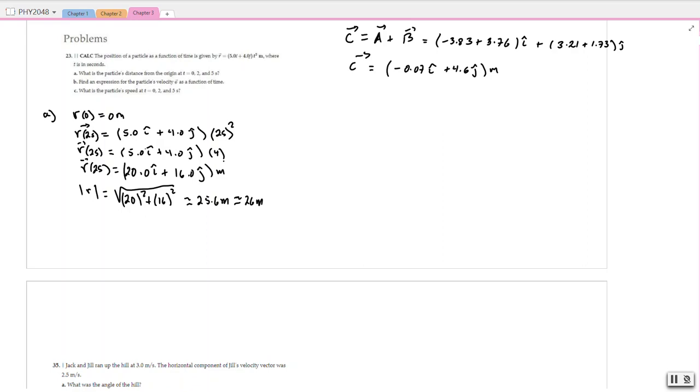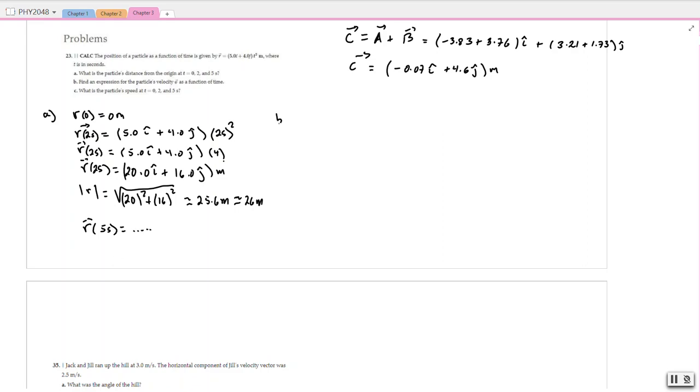For 5 seconds it would be exactly the same thing, so I am not going to spend more time doing that for time equal 5 seconds. So you can do it by yourself. You can evaluate r at 5 seconds.